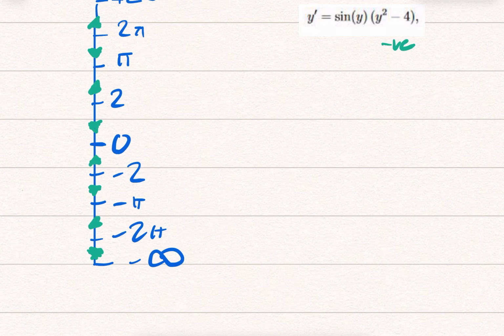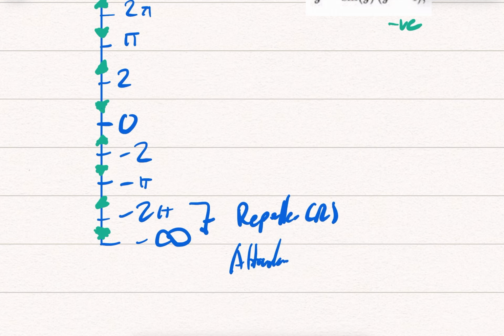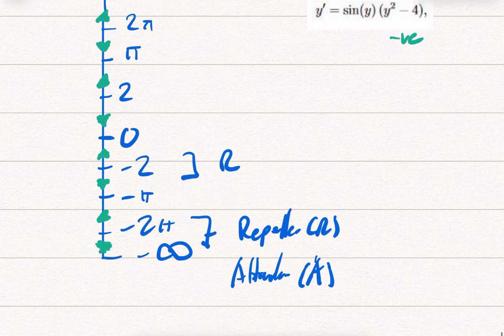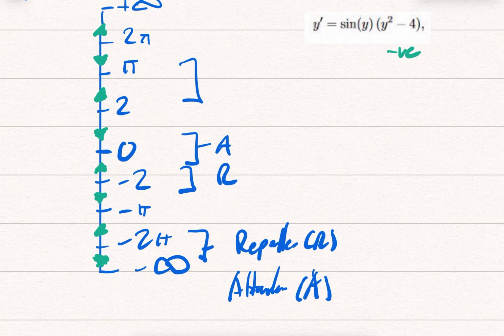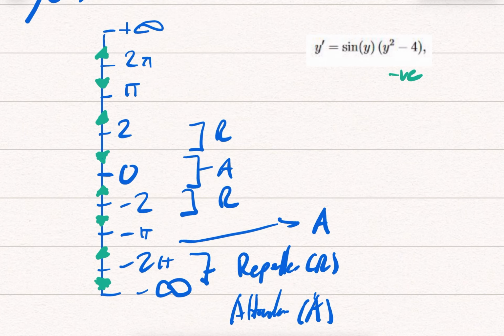So, what do we got here? I'm just going to name it repeller for R, attractor A. Okay? So I have a repeller here. At 2, I have a repeller. At 0, I have an attractor. Oh, sorry, I should go by each one. Here, I have an attractor. Okay? At 2, I have a repeller. At pi, I have an attractor. Here, I have a repeller.